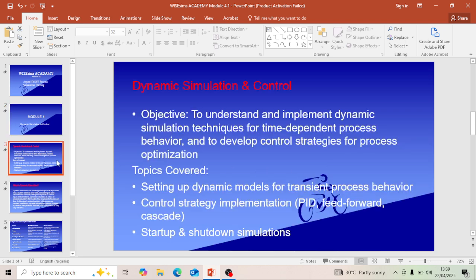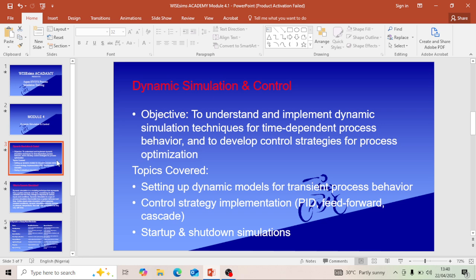Alright, so what are we looking at here? What are the objectives? The objective is to understand and implement dynamic simulation techniques for time-dependent process behavior and to develop control strategies for process optimization. Alright, so we're going to be varying parameters or variables with time, and then to study the behavior of these control strategies which we're going to be applying for optimization.